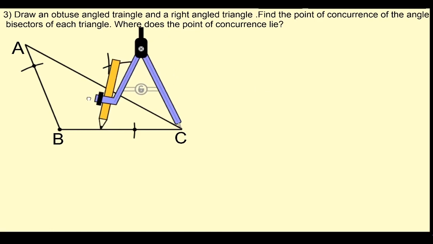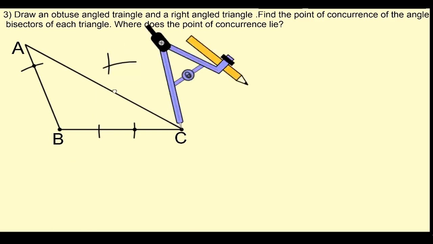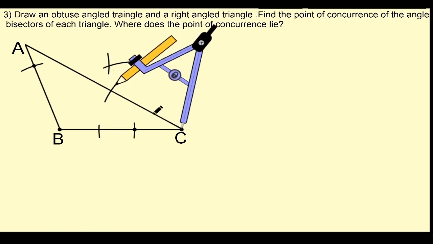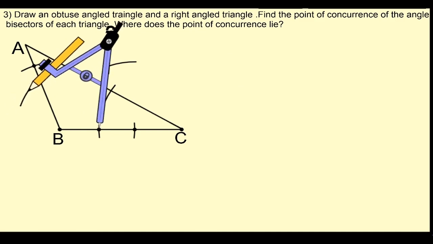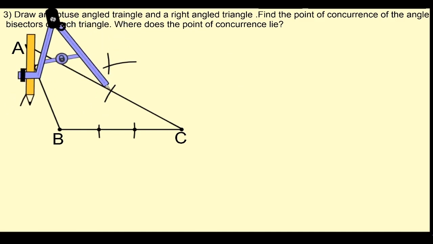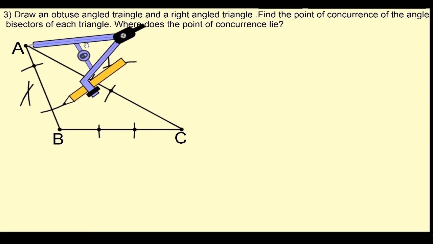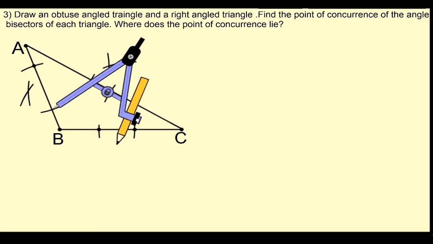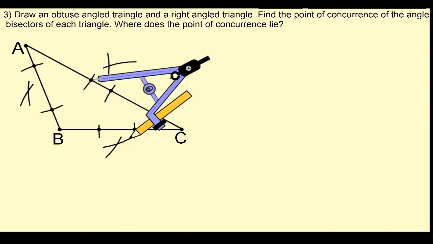Now place the steel head on point C and again draw arcs on both the arms of the triangle. Now again place the steel head of the compass on the arc and draw another arc. Similarly, do it with the other arc. Similarly, place the steel head of the compass on point A and draw arcs on the sides of the triangle. Place the compass on the arc and draw another arc.